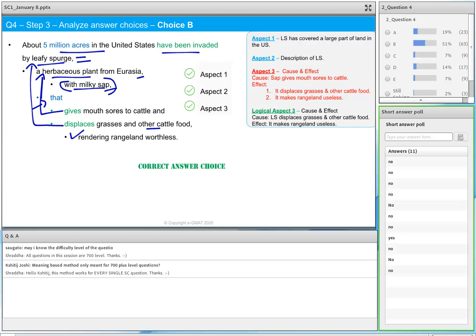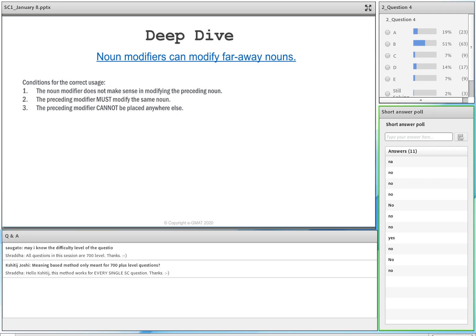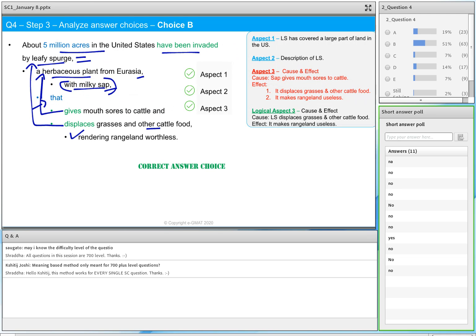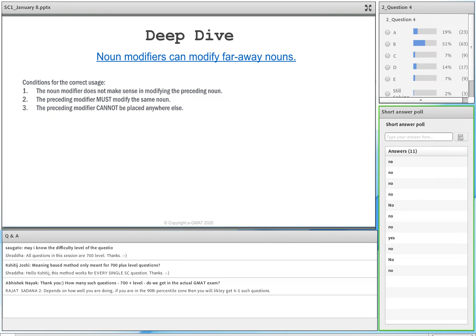Okay, so see, the sentence again, I would say, looks very simple on the face, but it has these undercurrents of logic going on with the sentence. Now, in choice B, I spoke about the modification by that, right? How it is referring to a herbaceous plant jumping over this. It is called faraway noun modification.